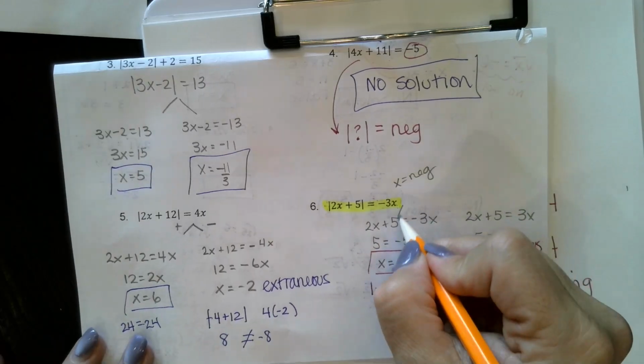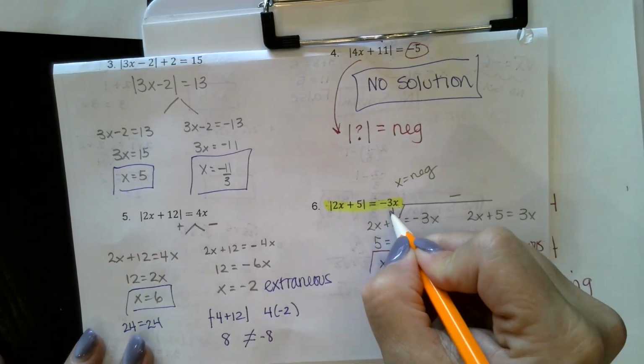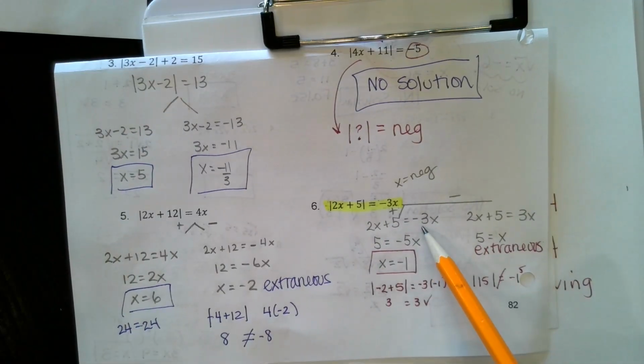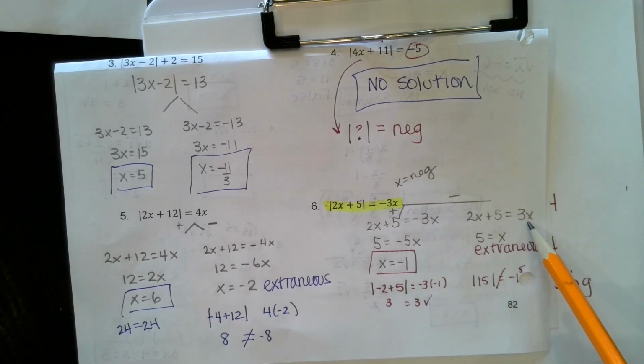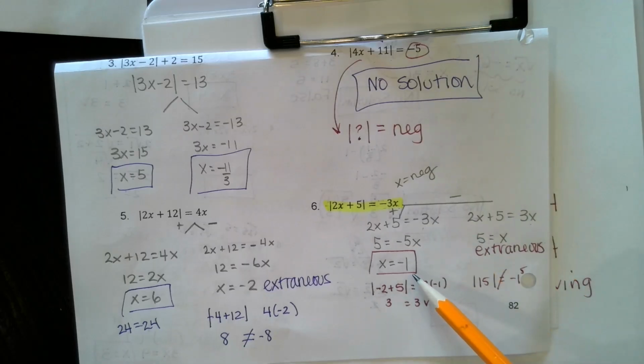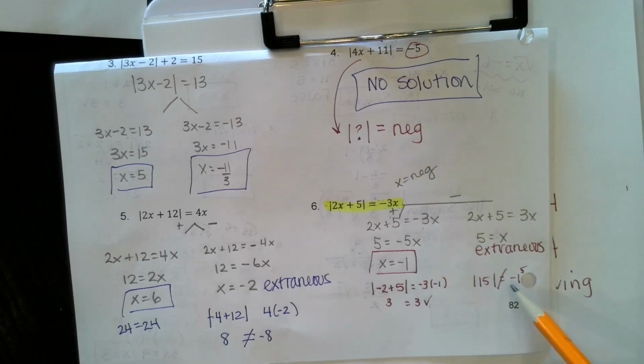So I have a negative value, so this -3x is negative. If I break it out like I've been, this is my negative side, this is my positive side. Nothing changes. This one I have to take the opposite sign, so I went from a negative to a positive. When I solve it, I got x equals -1. I checked it, it works. Here I got x equals 5. When I plug it in, I got 15 equals -15. And that's not true. So we know that this one is extraneous.